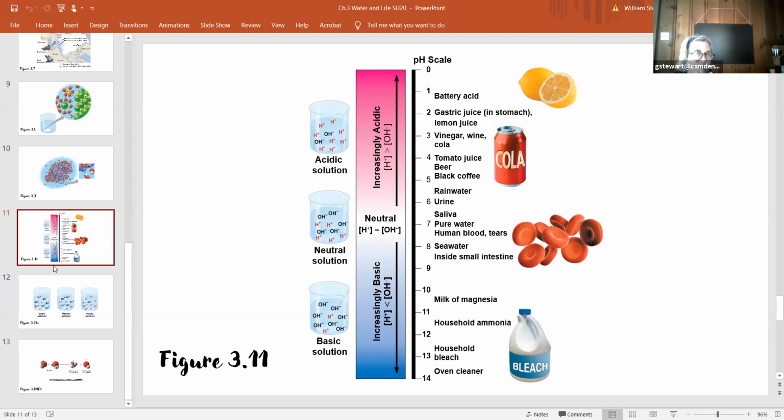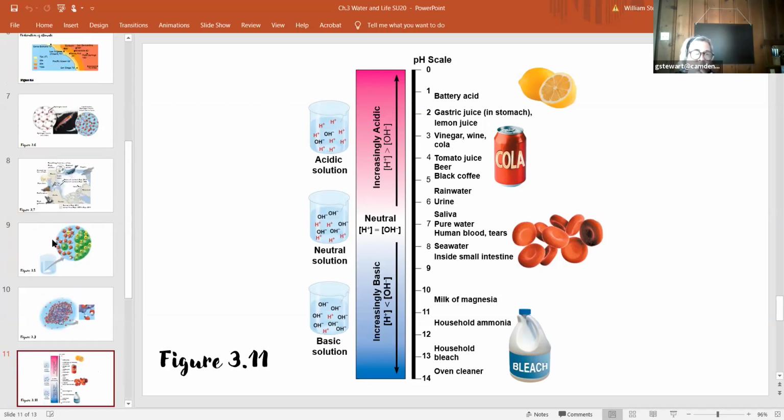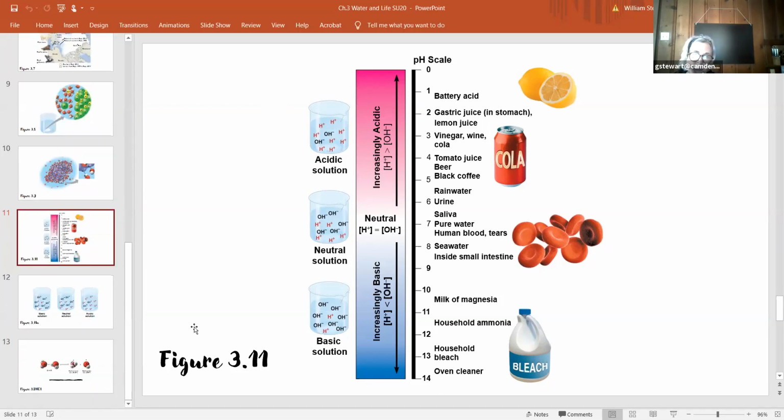Now, the last thing we need to discuss very briefly is you should know a definition for a buffer. A buffer is usually a weak acid and its salt, and it's a solution that can absorb pH changes. So it has the chemical ability to change into different compounds so that it helps the organism stay close to neutral.